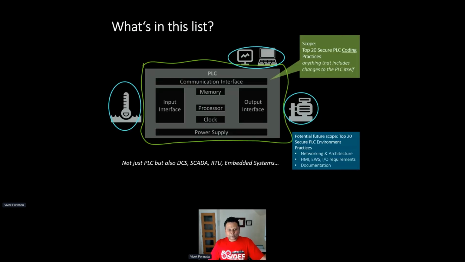Now, what's in this list? This is the level one device, the PLC or the communication controller, and then you have level two, which is the HMI or the user interface, and then level zero, sensors and the field devices. We try to restrict our PLC coding practices list to just the PLC, because there are other things you can do at level zero and level two to improve security, but we focus on the native functionality in the PLC itself. So for any code that impacts the PLC, we try to come up with items to improve the security posture. Potentially in the future, we'll add environmental practices that cover the others.